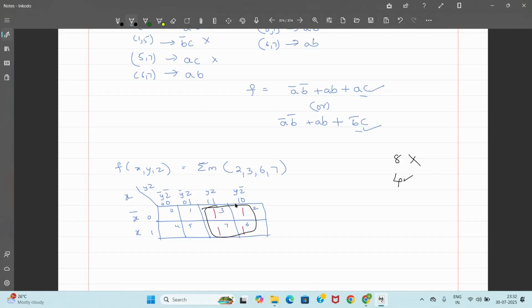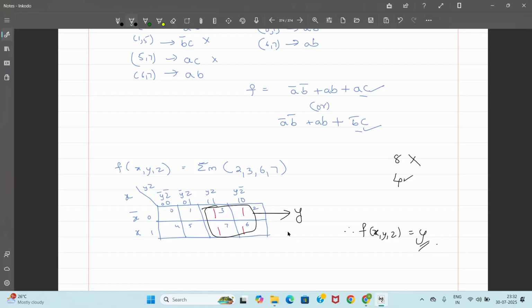Okay, so this will be one group, one quad. Since all ones are covered in this only, you don't need any other group here. You'll have only one solution, one term in the answer. The equation for this is: both the rows are covered, so x bar x gets cancelled, whereas on the column side, z z bar gets cancelled. Your answer will be only y.